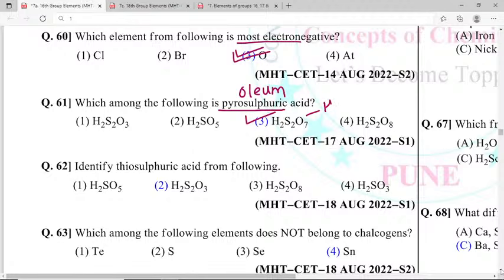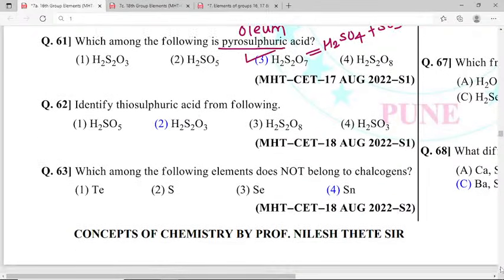H2S2O7 is H2SO4 plus SO3. Oleum. Identify the thiosulfuric acid from the following. Thio means one more sulfur, 2 sulfurs, always remember. And the ones ending with -ric acid have +6 oxidation state.